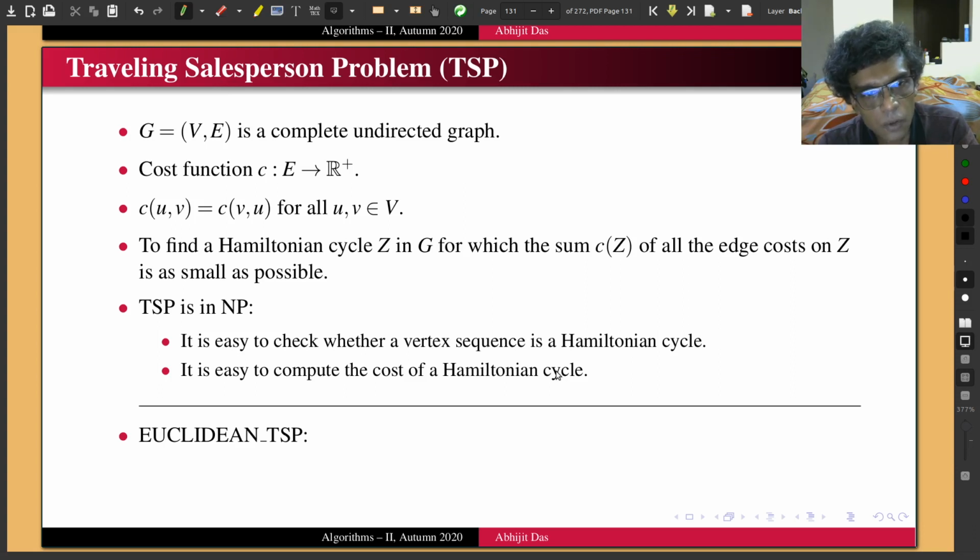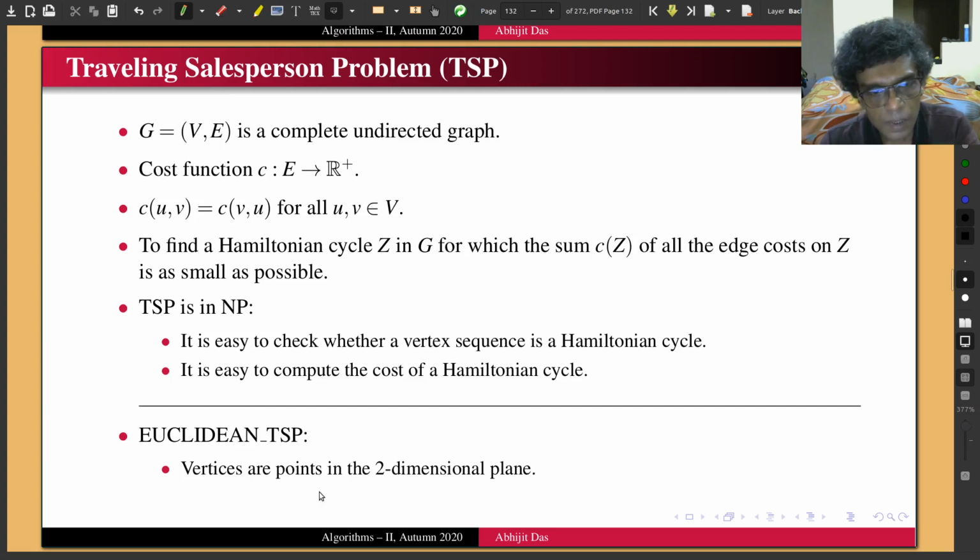Now we will also study a special case of this traveling salesperson problem, which is called Euclidean TSP. In fact, we will start with an approximation algorithm for this Euclidean version. Here, we assume that the vertices are cities in the two-dimensional plane. Actually, we do not require a two-dimensional plane. We may have three-dimensional, four-dimensional, any arbitrary dimension. Anyway, for simplicity, let us assume that we are talking about cities on a two-dimensional plane.